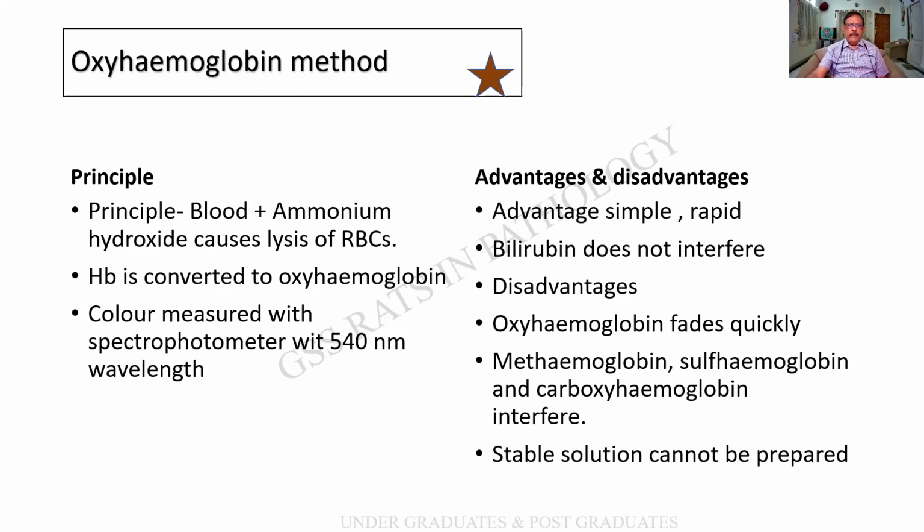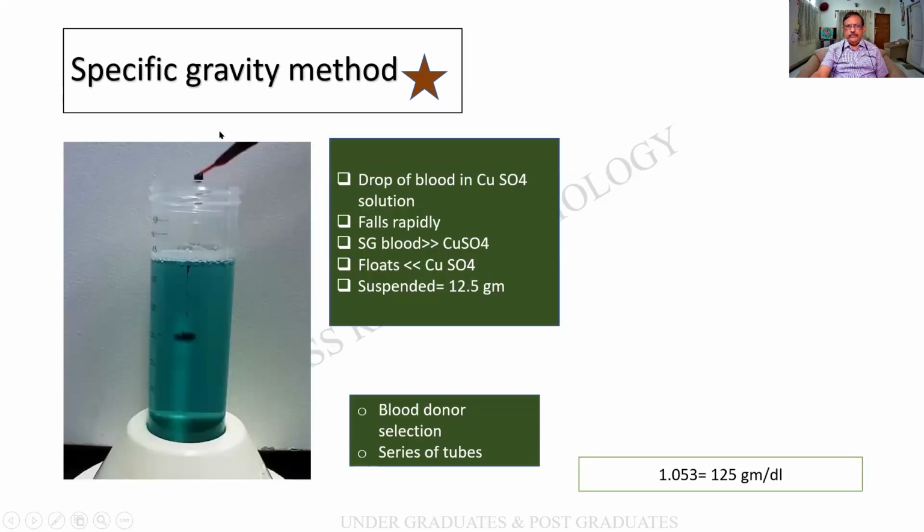The oxyhemoglobin method, this is the principle. We had mentioned it earlier. And what are the advantages? Rapid and simple. The bilirubin does not interfere. The disadvantages: the oxyhemoglobin fades quickly. Methemoglobin, sulfhemoglobin, and carboxyhemoglobin might interfere with the values. And a stable solution cannot be prepared. Not very important, but it is better that we know it.